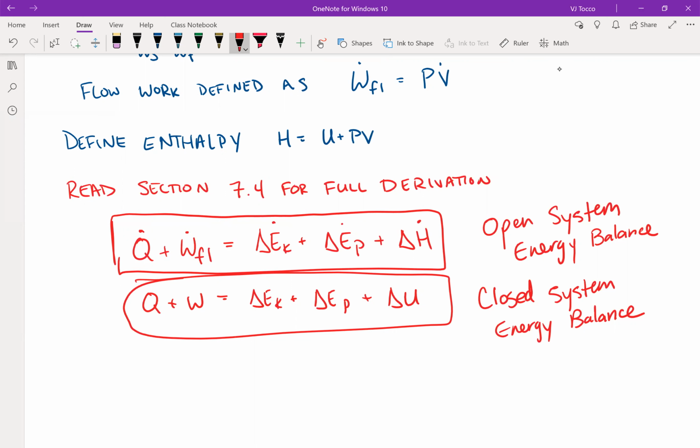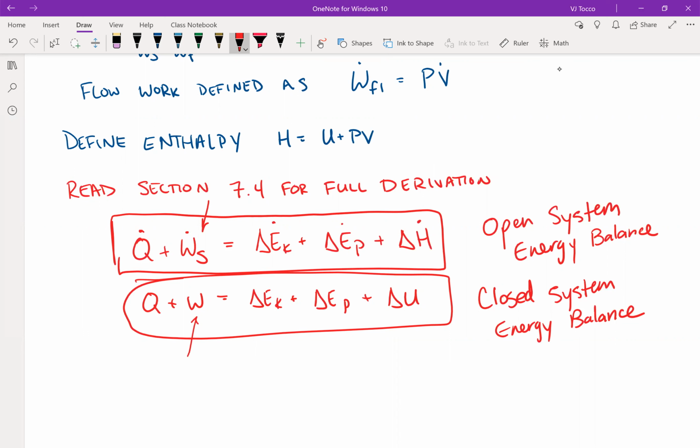The second difference is the difference between work and flow work between the open system and the closed system. That is because the work term from the closed system energy balance had to be differentiated between flow work and shaft work. This is a mistake. This should be shaft work there instead of flow work.